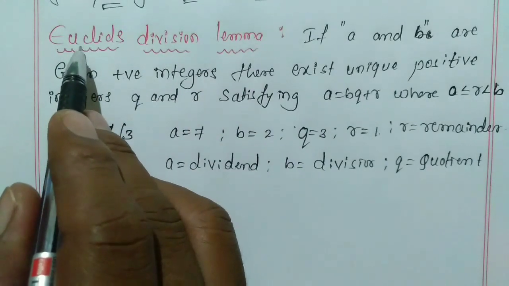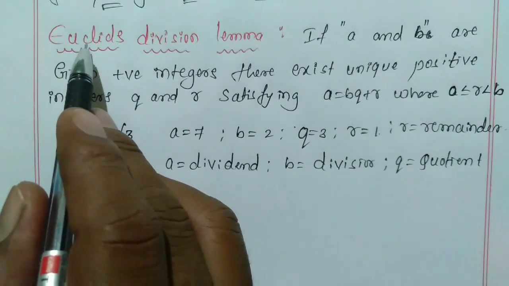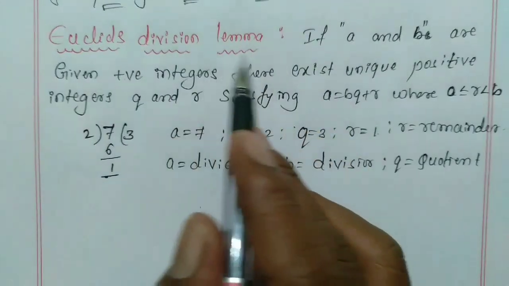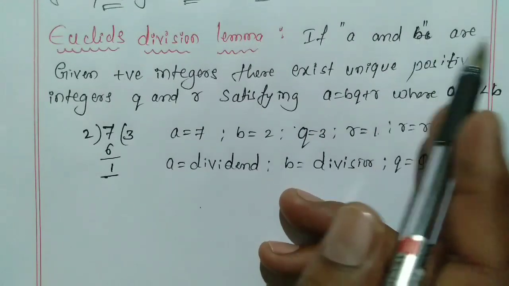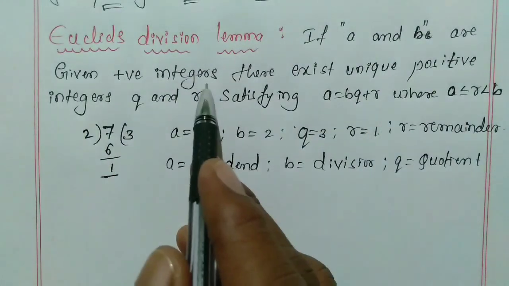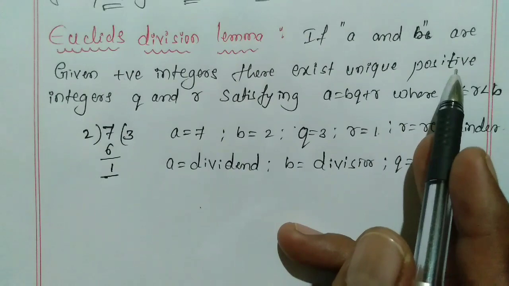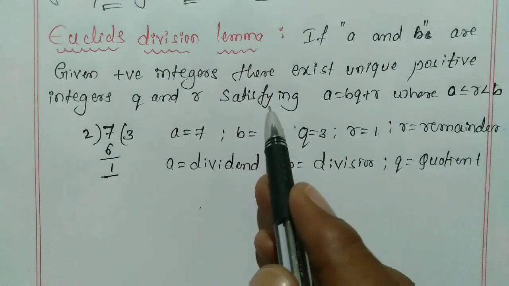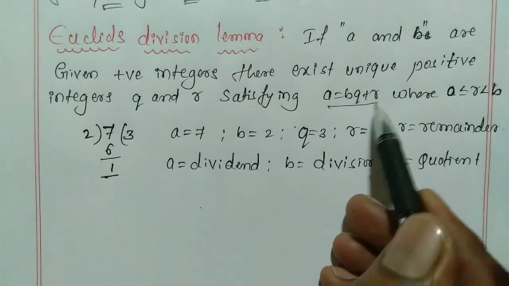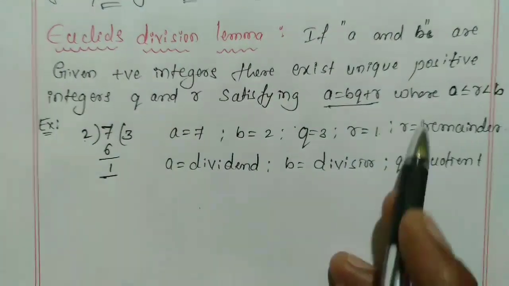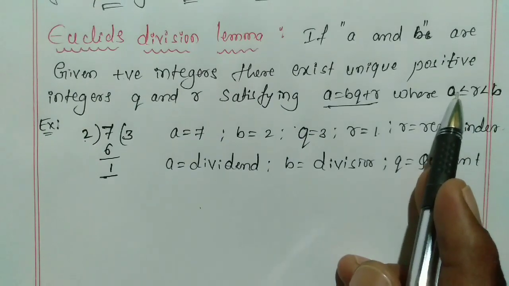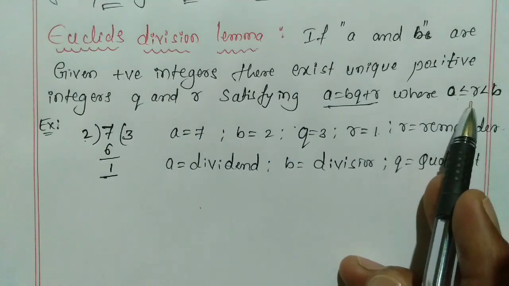Euclid was a Greek mathematician, and he is said to be the father of geometry. His lemma says: if a and b are two given positive integers, there exist unique positive integers q and r satisfying a equals bq plus r, where r is greater than or equal to 0 and less than b.